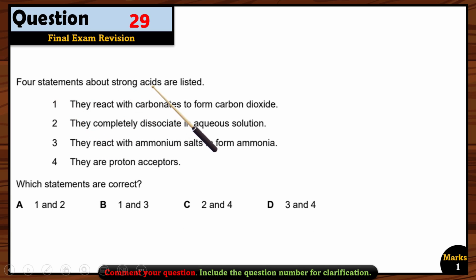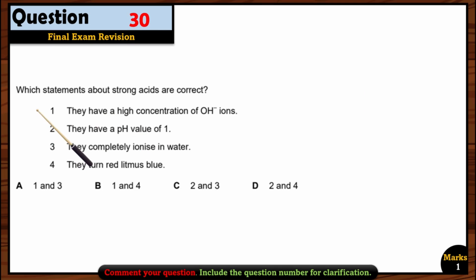Question 29. Four statements about strong acids are listed. Which statements are correct? So now let's see one by one. They react with carbonates to form carbon dioxide. Yes, right. They completely dissociate in aqueous solution. Right. They react with ammonium salt to produce ammonia. Wrong, because always the bases will react with ammonium salts. They are proton donors, not acceptors. So only statement 1 and 2 is right. That is option A.